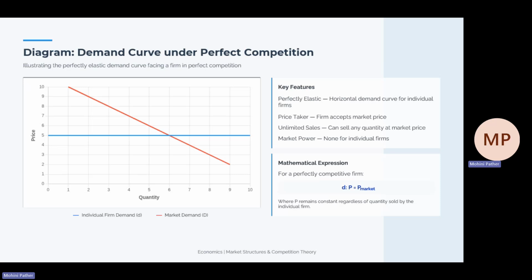The firm is again a price taker of the market price. They have unlimited sales. They can sell any quantity they want at the given market price. They have no market power. So the mathematical expression is that the demand remains constant. The price remains constant regardless of the quantity that is sold by any individual firm.